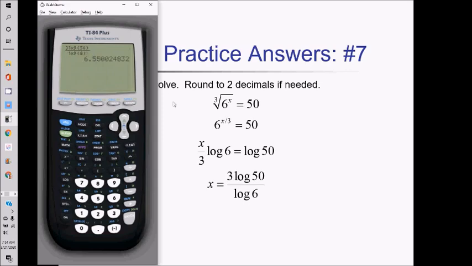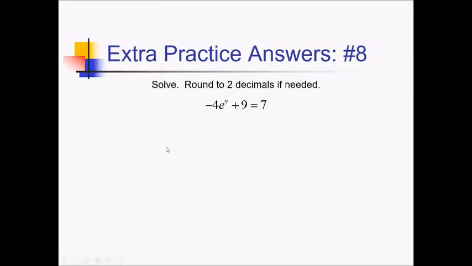About 6.55. On this problem, to solve this equation, let me start by isolating the exponential term. So I'll subtract 9 from both sides to get negative 2, and then divide by negative 4 to get positive 1 over 2 on the right side.